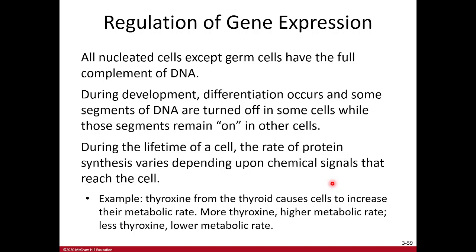Now, during the lifetime of a cell, the production of protein varies depending as well on the environmental characteristics. An example would be thyroxine from the thyroid, which causes the cells to increase their metabolic rate, and more thyroxine will result in a higher metabolic rate than when someone has less thyroxine. So this is what most of the time we call hypothyroidism, when you have a lower metabolic rate.